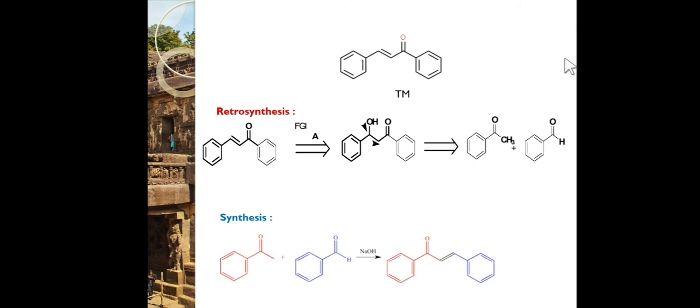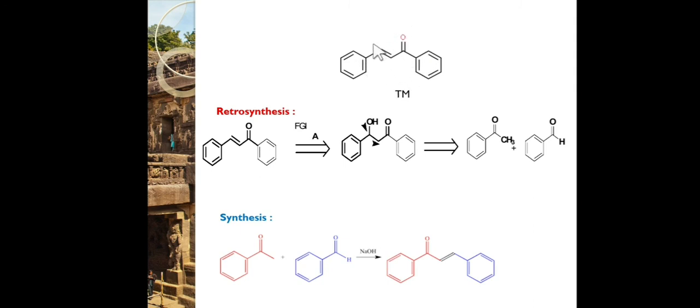This is a very common target molecule in our organic synthesis. So friends, this is our first practical, that is formation or preparation of chalcone. So let's do the FGI of this chalcone, as we already know how we prepare it, but let's see whether our strategy works here or not.